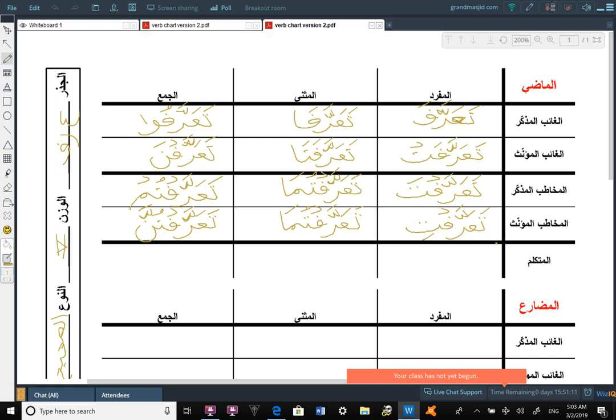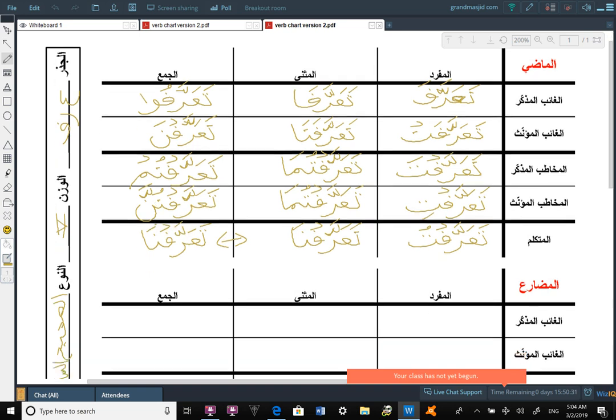Right? Then, for the mutakallim, I, male or female, doesn't matter, we add the fa'il tu. Ta'arraftu. Ta'arrafna. We said the dual and the plural the same for first person. Ta'arrafna. That's your fi'l madi, your past tense.